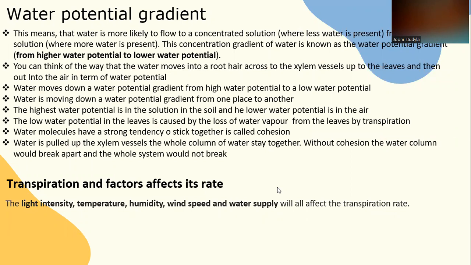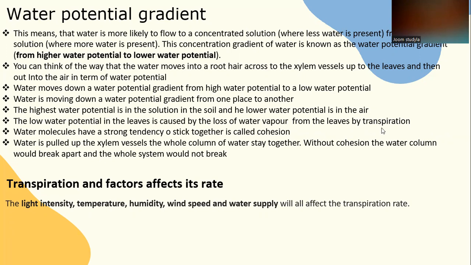Water potential gradient. What do we mean by water potential gradient? This means that water is more likely to flow from a dilute solution, where more water is present, to a concentrated solution, where less water is present. So this concentration gradient of water is known as the water potential gradient, which means water moves from higher water potential to lower water potential. You can think of the way that water moves into a root hair, across to the xylem vessel, up to the leaf, and then out into the air in terms of water potential. Water moves down a water potential gradient from high water potential to low water potential. The highest water potential is in the solution in the soil and the lowest water potential is in the air.